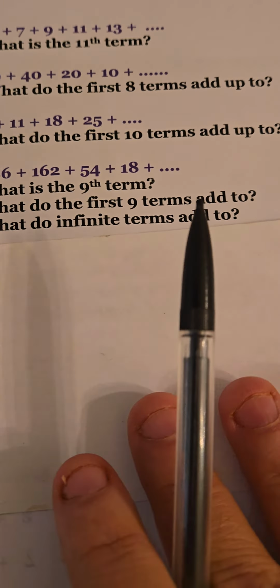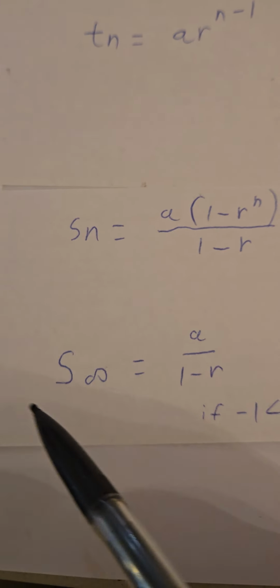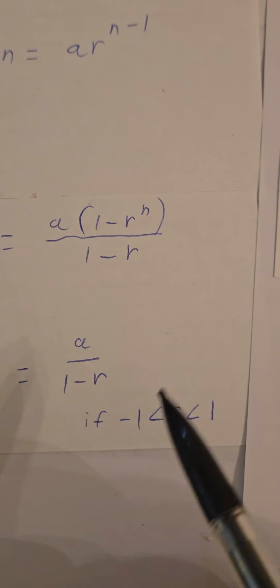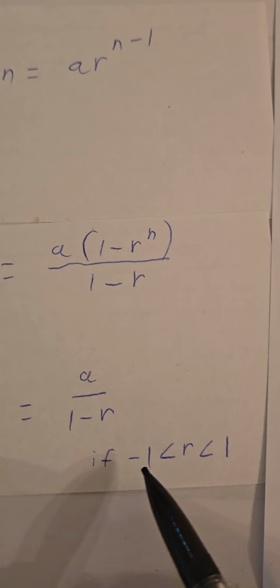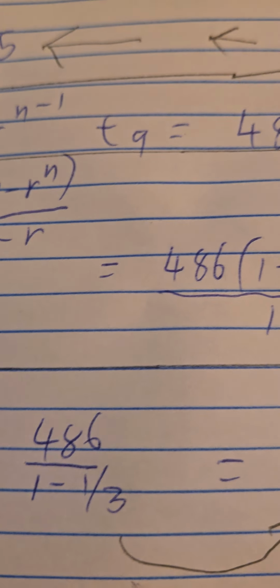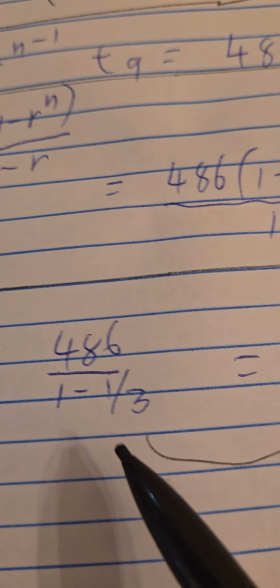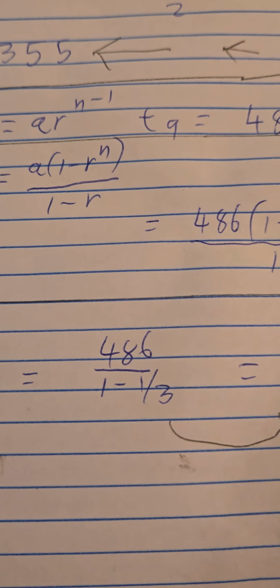And D3, what do infinite terms add up to? Remember, that's the formula. I made a big fuss in part 4 about how simple it is, provided R is between minus 1 and 1. It certainly is. R is a third. It's A over 1 minus R. In this case, it's 486 over 1 minus a third. There it is. And that simplifies to 729. I love that formula because it's so simple.